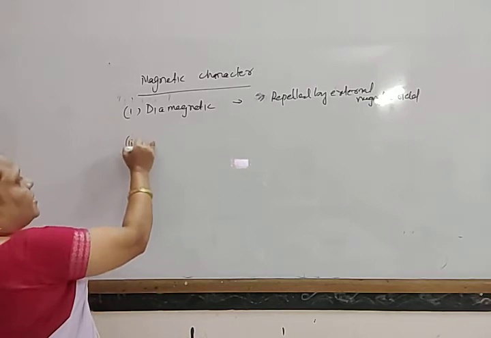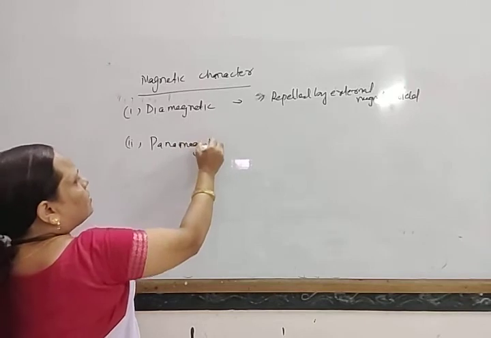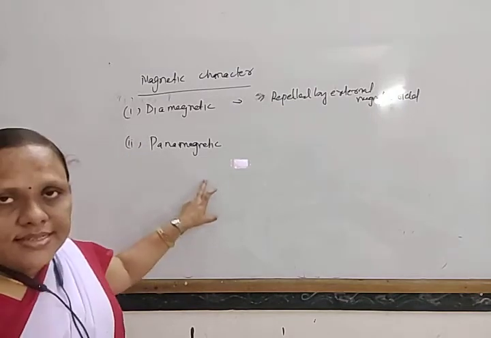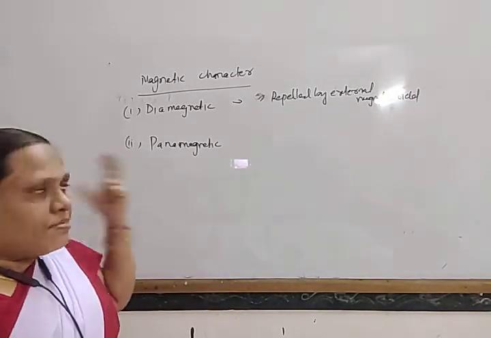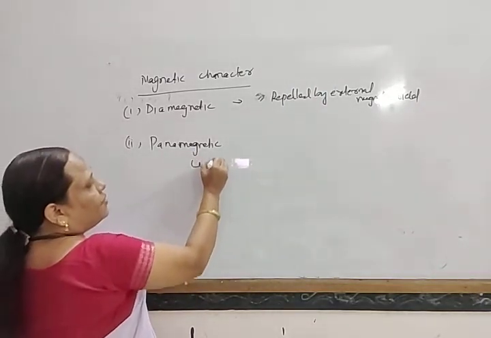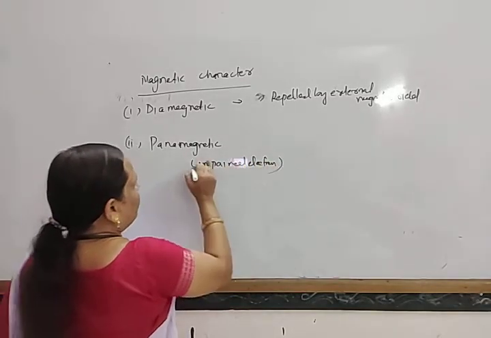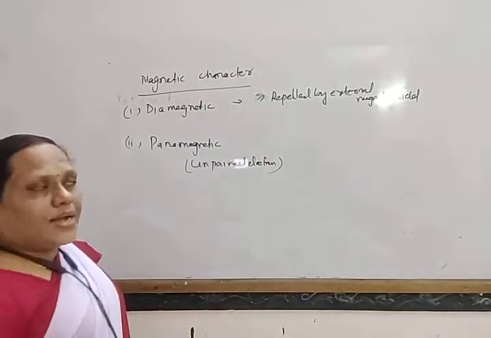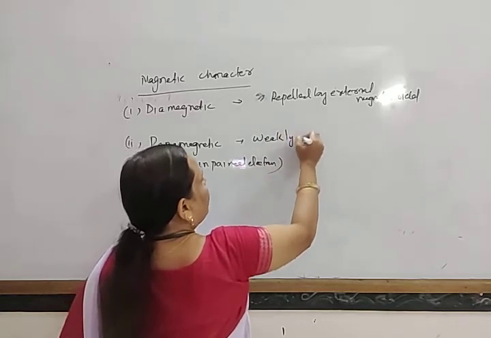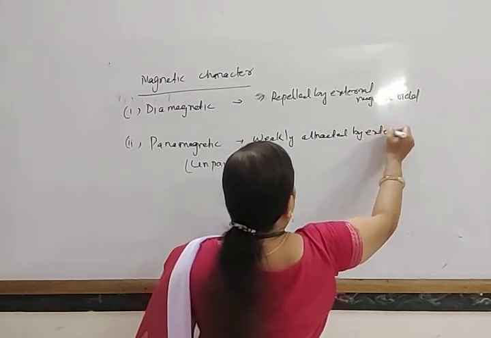Another is called paramagnetic. If there is a presence of unpaired electrons in the valence shell of an atom or any compound, then they are generally paramagnetic. That is due to the presence of unpaired electrons, whereas diamagnetic is due to paired electrons. And these are weakly attracted by an external magnetic field.